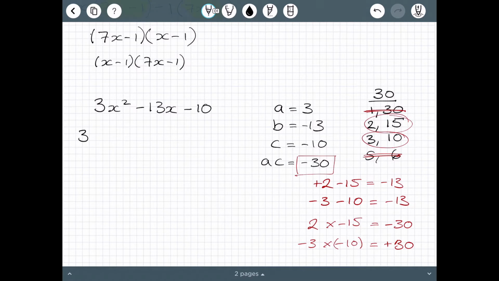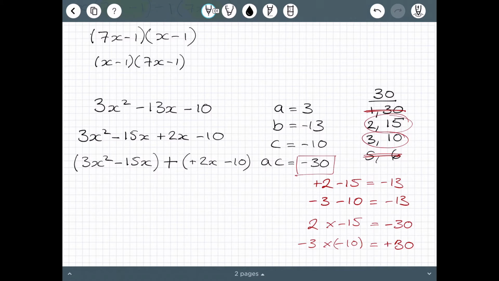So 3x squared minus 15x plus 2x minus 10. Now, we start the same way, put the first pair into parentheses and the second pair into parentheses. So 3x squared minus 15x, then a big plus sign, and then the next two including their sign. So positive 2x minus 10 goes into parentheses. Okay, so if I remove those parentheses, everything would be mathematically correct.